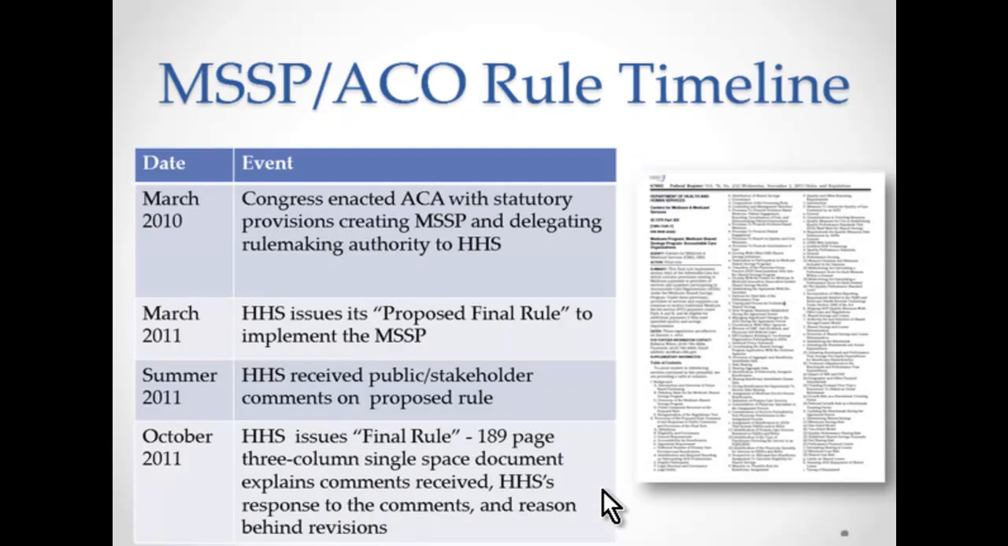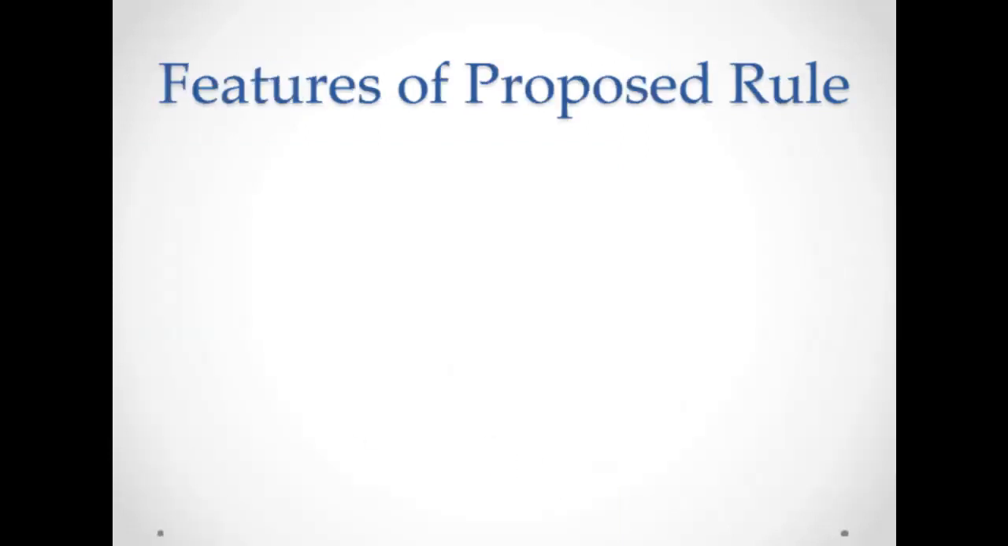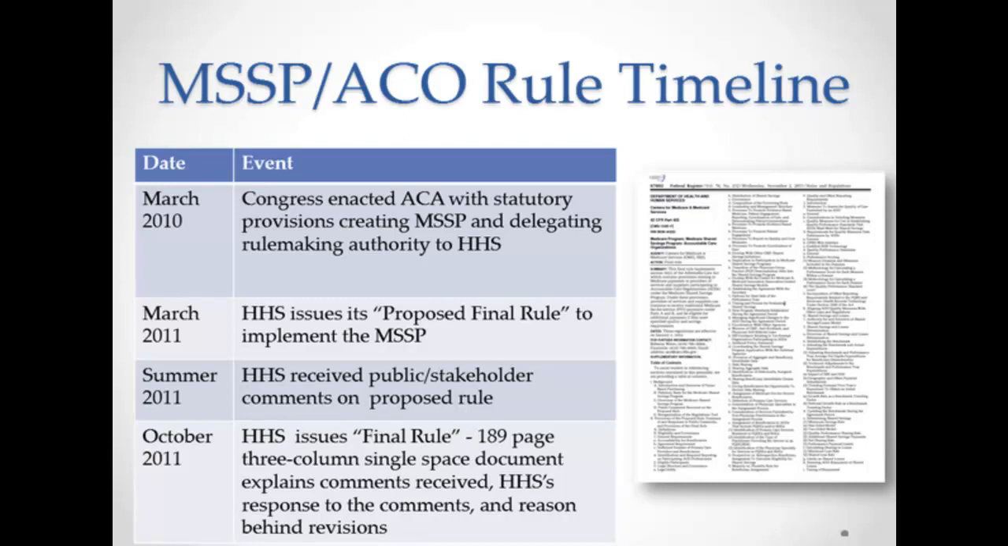And here's a timeline of how this occurred with the MSSP. So in March of 2010, Congress passed the Affordable Care Act and President Obama signed it into law. Buried way down in section 3022 are the 2,072 words creating the MSSP that we just talked about. And then in March of 2011, HHS issued its proposed rule and received public comment during that summer. There were a total of 1,320 comments.